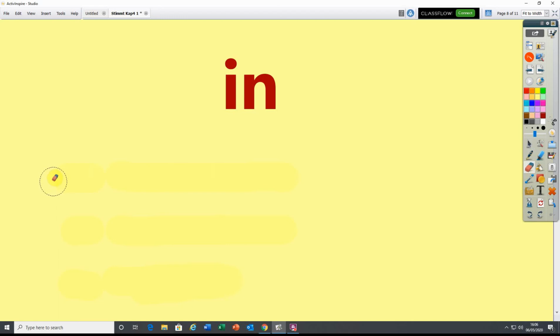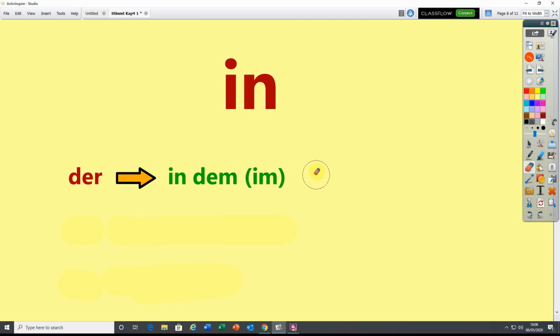Well, if that noun is a masculine word, so normally it's der, like der Garten, if you want to say in the garden, then that word der is going to change, and it's going to change to in dem. In dem. So you would say in dem Garten. But if you wanted to, you could abbreviate that, you could shorten it just to im. Entirely up to you.